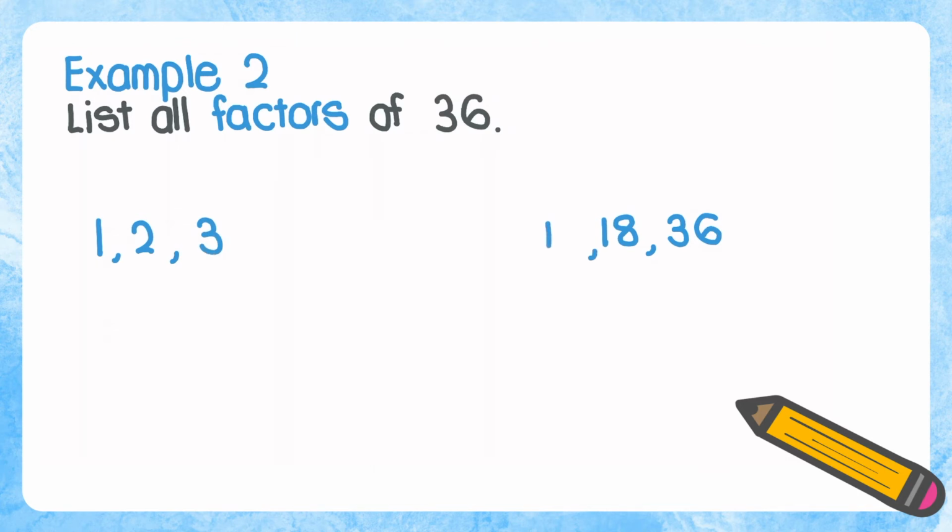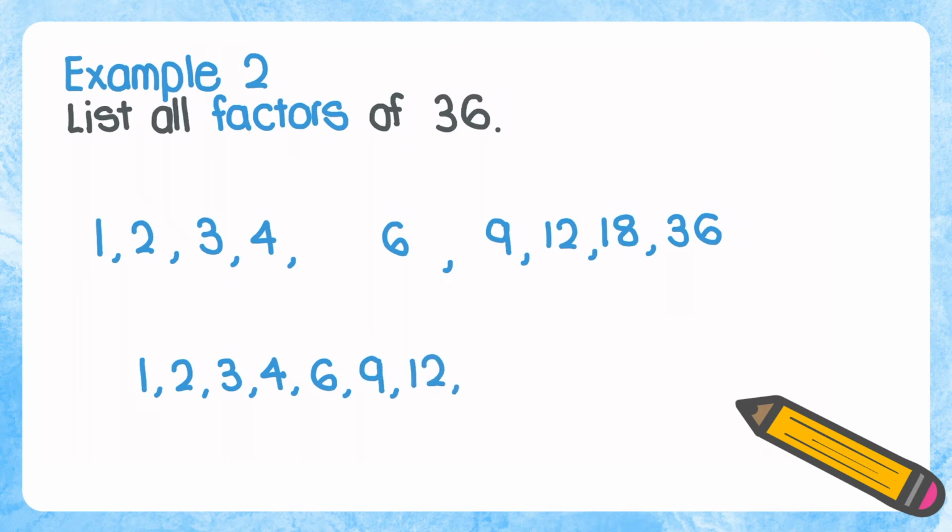3 is also a factor, because 3 times 12 is 36. 4 is also a factor, 4 times 9. And then lastly, we have 6 in the middle, right here. 6 is also a factor because 6 times itself, 6 times 6, equals 36. So I have this long list of factors: 1, 2, 3, 4, 6, 9, 12, 18, and 36. I was able to list out all factors of 36.